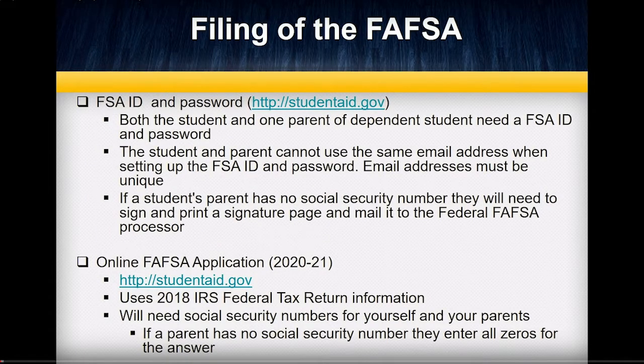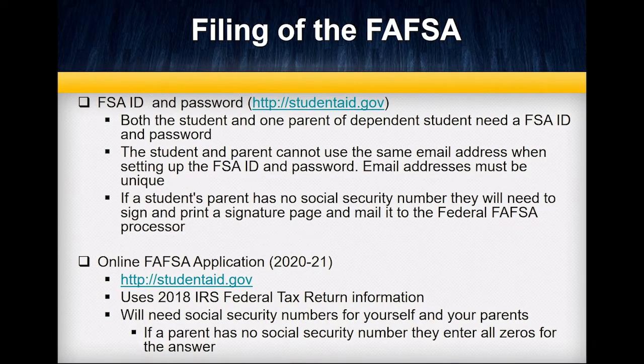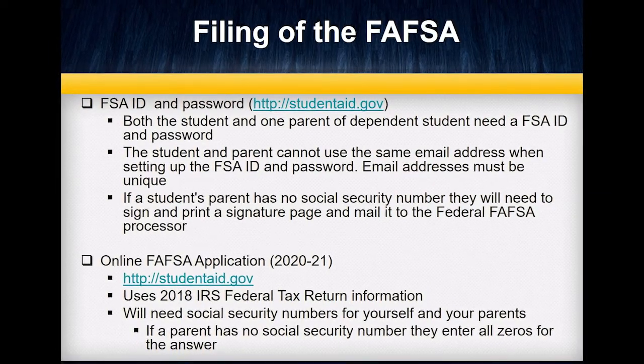First, we'll start by filling out the FAFSA. Before filling out the FAFSA, a student and a parent, if you're a dependent student, will need an FSA ID and password. You can find this by going to studentaid.gov. The student and the parent will need different email addresses from each other when completing this process. The FSA ID and password is used to electronically sign the FAFSA.